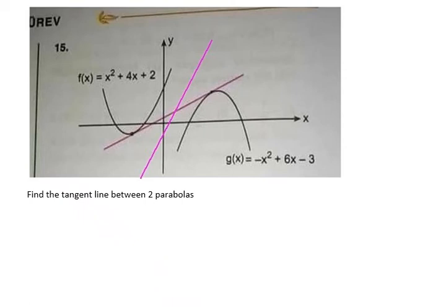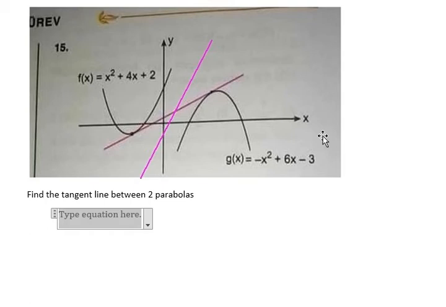Hello everybody, today I will talk about algebra. The topic today is the tangent line. Here is the diagram and the question they ask: find the tangent line between two parabolas. I will show the technique for how to answer the question.